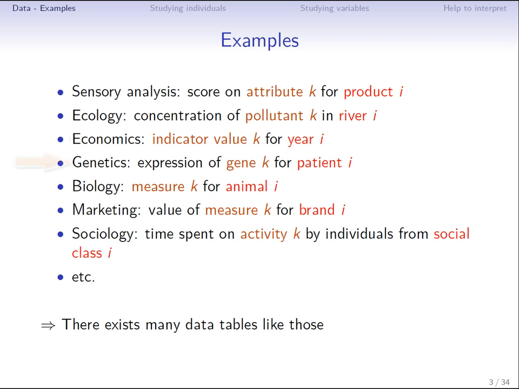The rows can be years, but it can also be countries, and we will compare the economic situation of several countries. Very often in genetics, patients are described by genes. The dataset is very large since there are lots of genes. And in sociology, we can have different social classes and different activities, and the value is the average time spent by individuals of a social class for a given activity. Such tables with individuals in rows and variables in columns are very common in many fields.